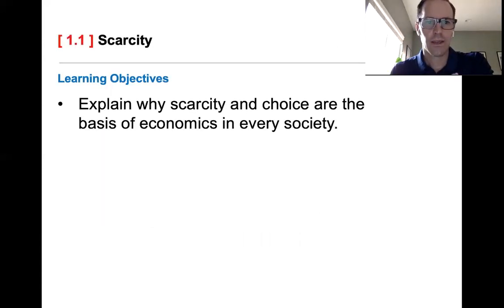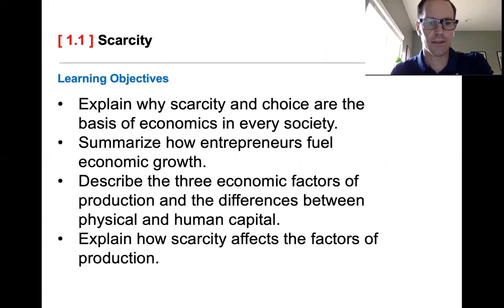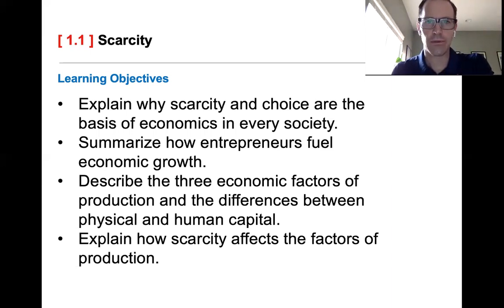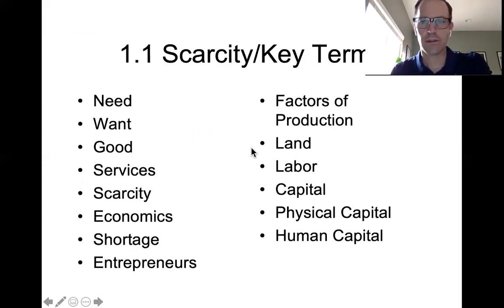All right, so here's what I want you guys to come away with. Basically, why are scarcity and choice the basis? Explain to me why that is the case. Tell me what entrepreneurs are and their role in society. Explain the differences between physical and human capital, how those two differ, and explain the factors of production. How does something get to you? And then how do you guys make choices on purchasing that particular good or item?